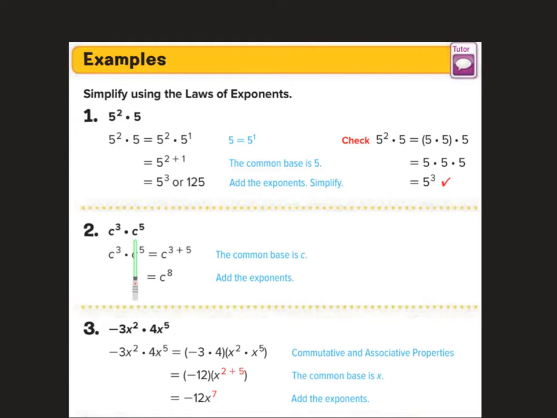Here we've got an example with variables. We've got the same base, c. So c to the 3rd times c to the 5th becomes c to the 3 plus 5, which is simply c to the 8th when we add the exponents.